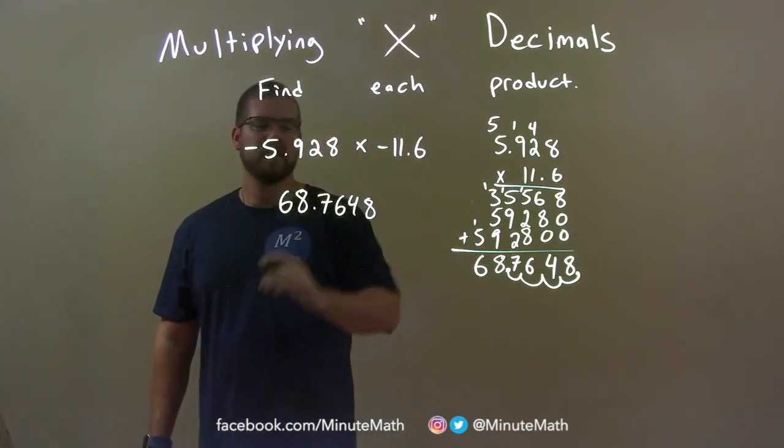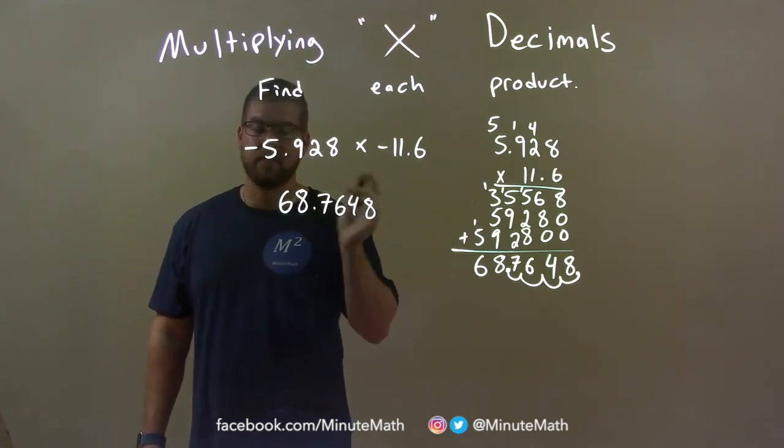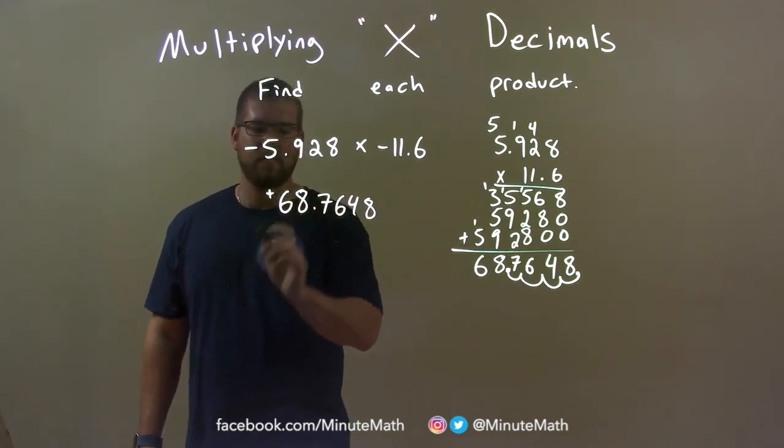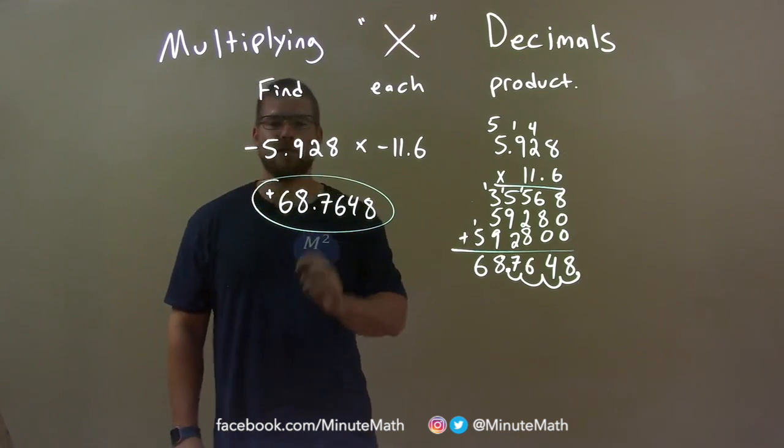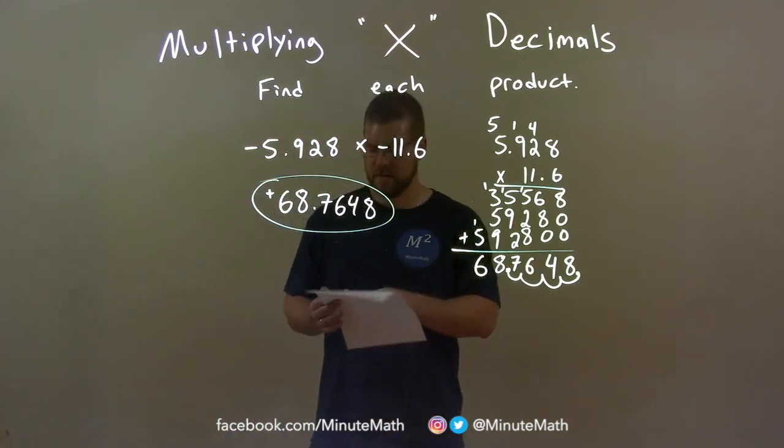Now, a negative times a negative, can't forget that part, is always a positive. So, positive there. Final answer, positive 68.7648.